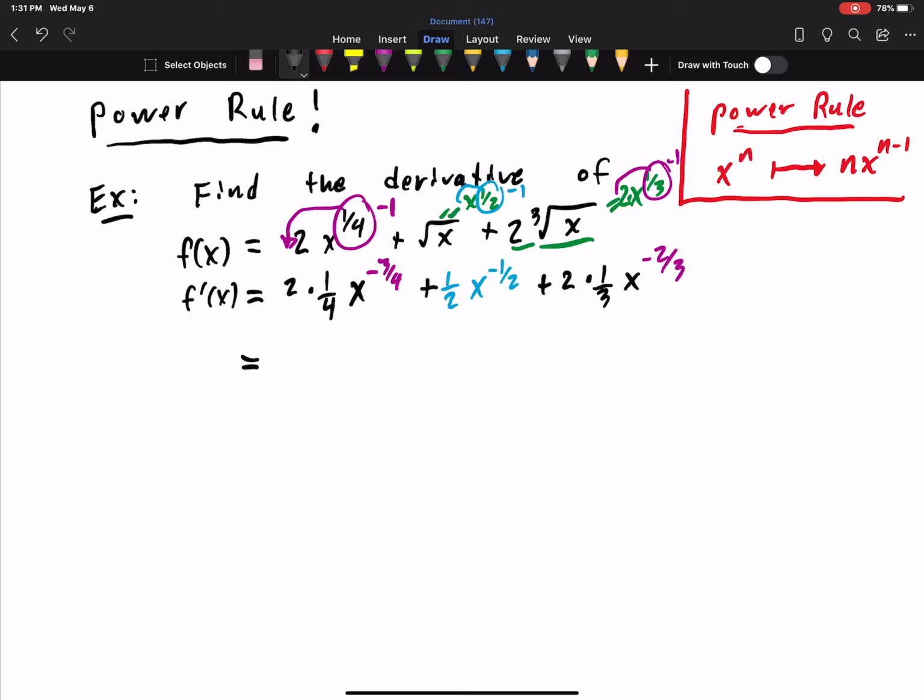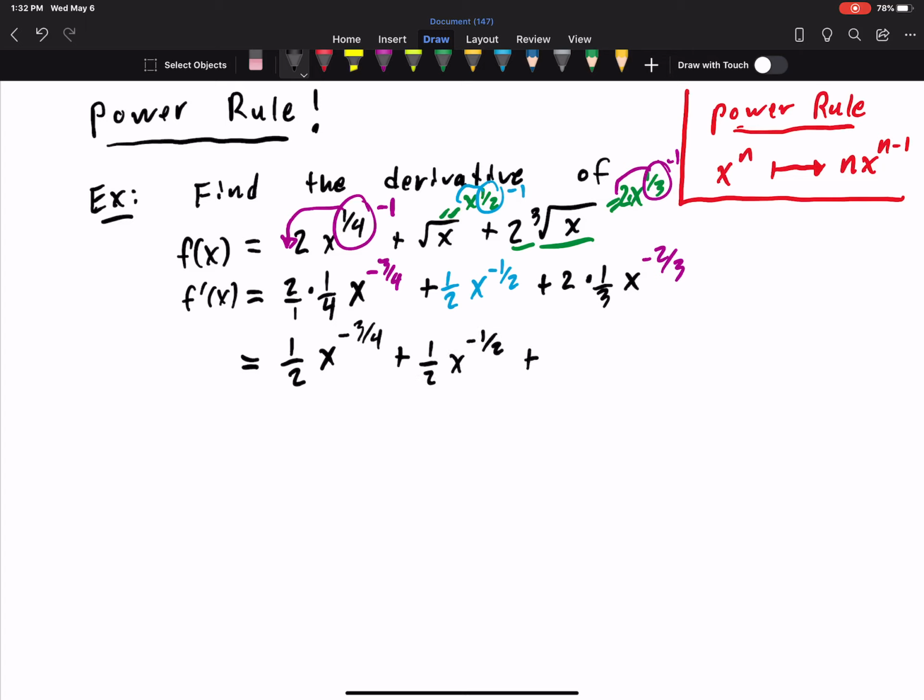So now the final step is just simplifying as much as possible. So you have 2 times a fourth, so in other words, that's 2/1 times 1/4. That's the same thing as 2/4 or just 1/2. 2/4 is 1/2. So we have 1/2 x to the minus 3/4.